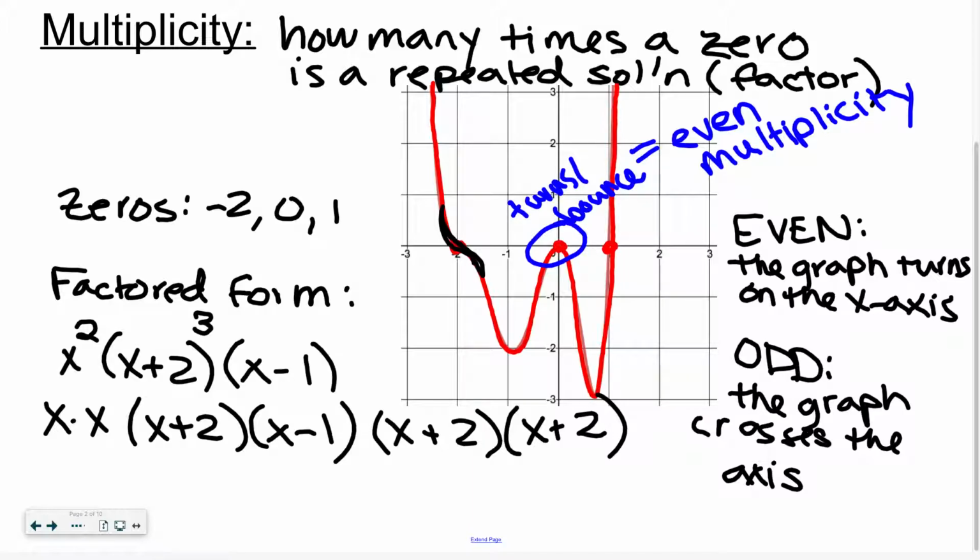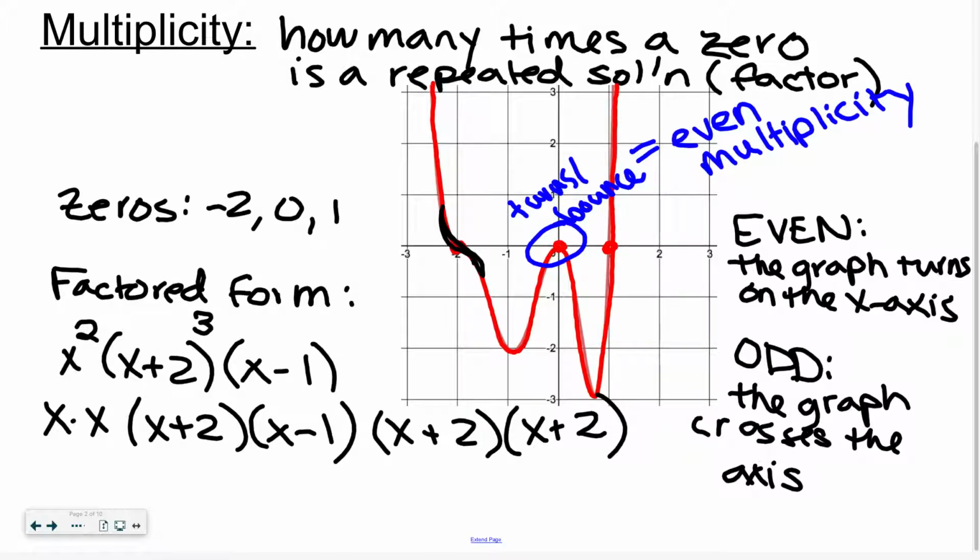Okay. So anything that crosses the axis has odd multiplicity. We usually don't talk about odd multiplicity because the most common odd multiplicity is 1, and that's uninteresting when a 0 happens once. Okay, it's a 0. But 2, 3, 4, those are going to be more interesting multiplicities we'll need to name.